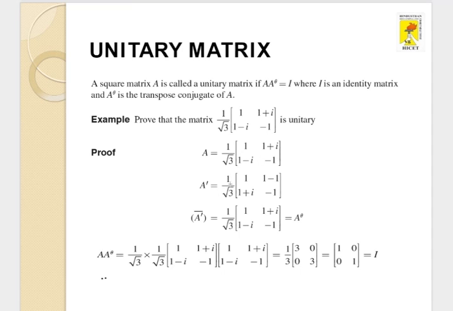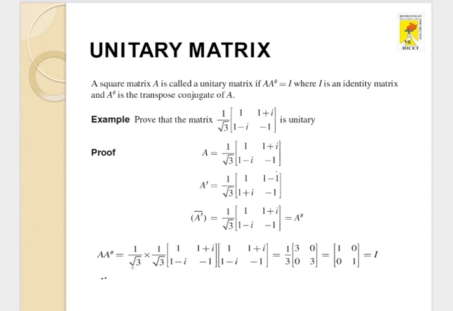A dash is 1 by root 3, 1. What is this? A dash means row will become column and column will become row. Now A dash bar is equal to 1 by root 3 into 1. Bar means the sign will get changed. It will become 1 minus i, then 1 plus i, minus 1, which is equal to A power theta. So we got A dash bar. Now check whether A into A power theta is I.